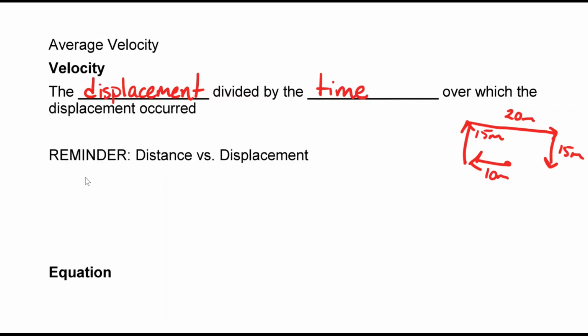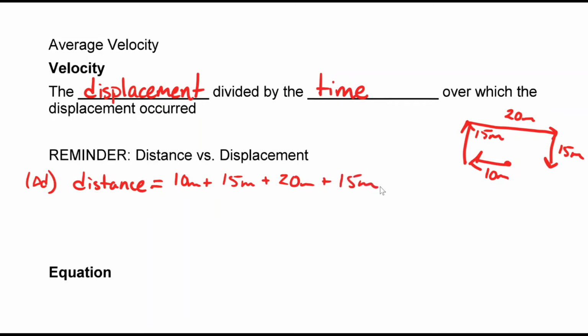So if we were to do the distance for this example, this is delta d. We would just add up all the little mini distances. We would go 10 meters, that's what we did first, plus 15 meters, plus 20 meters, plus 15 meters. So that's 10, 25, 35, 45, 55, 60. So 60 meters. None of them have directional components.